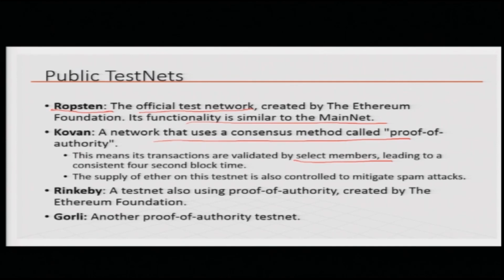But the select members will have to provide a very significant amount of proof of their identity, and therefore it is faster to do transaction validation, because these are people you know. So if they put an invalid transaction in a block, or if they try to approve double spending kind of transactions, you will eventually catch them. So that's a different kind of consensus mechanism.